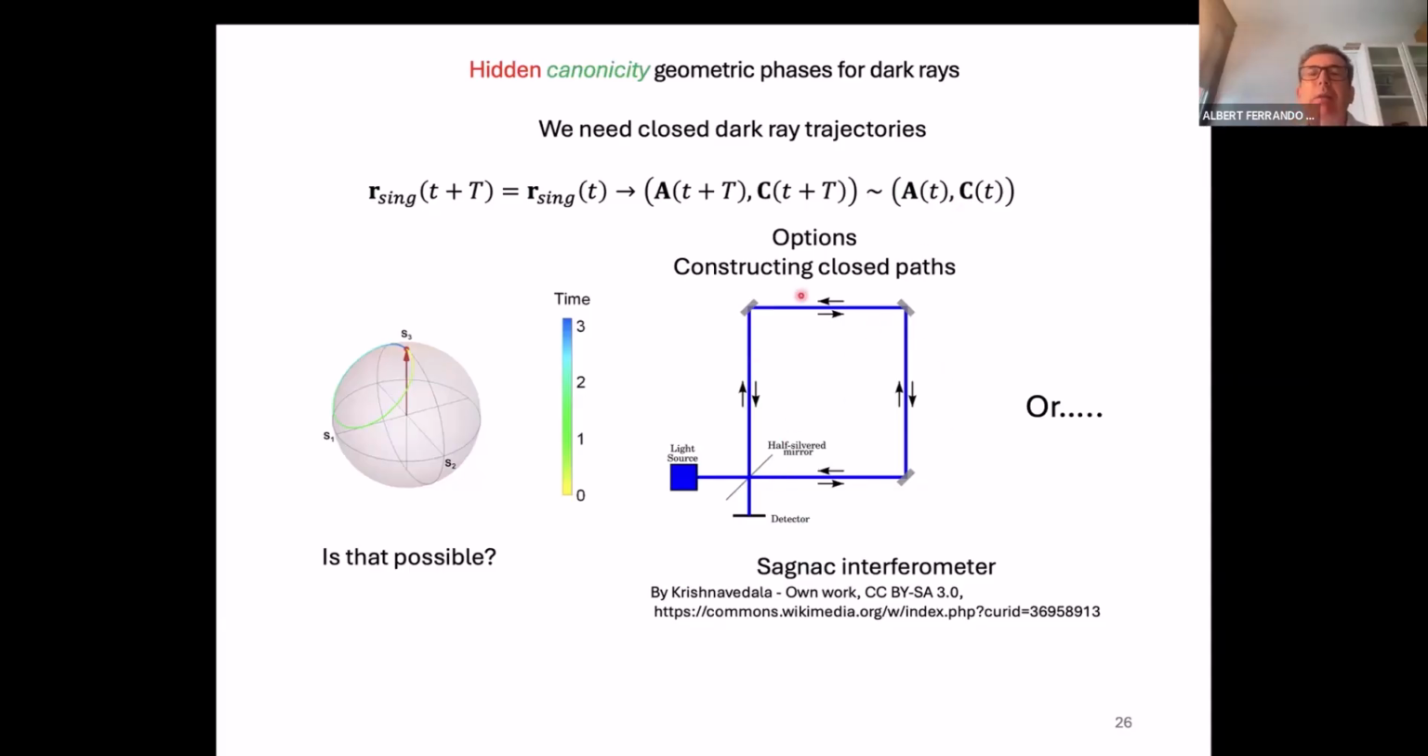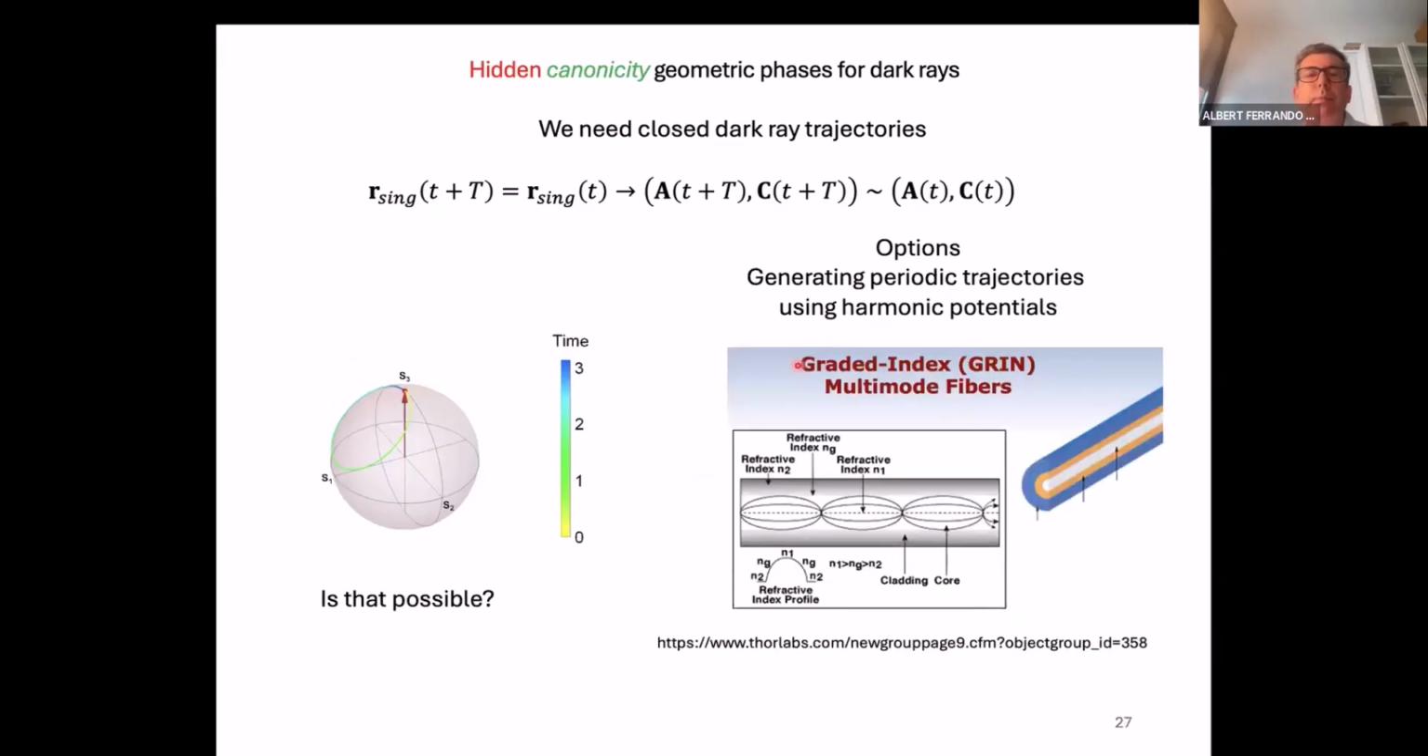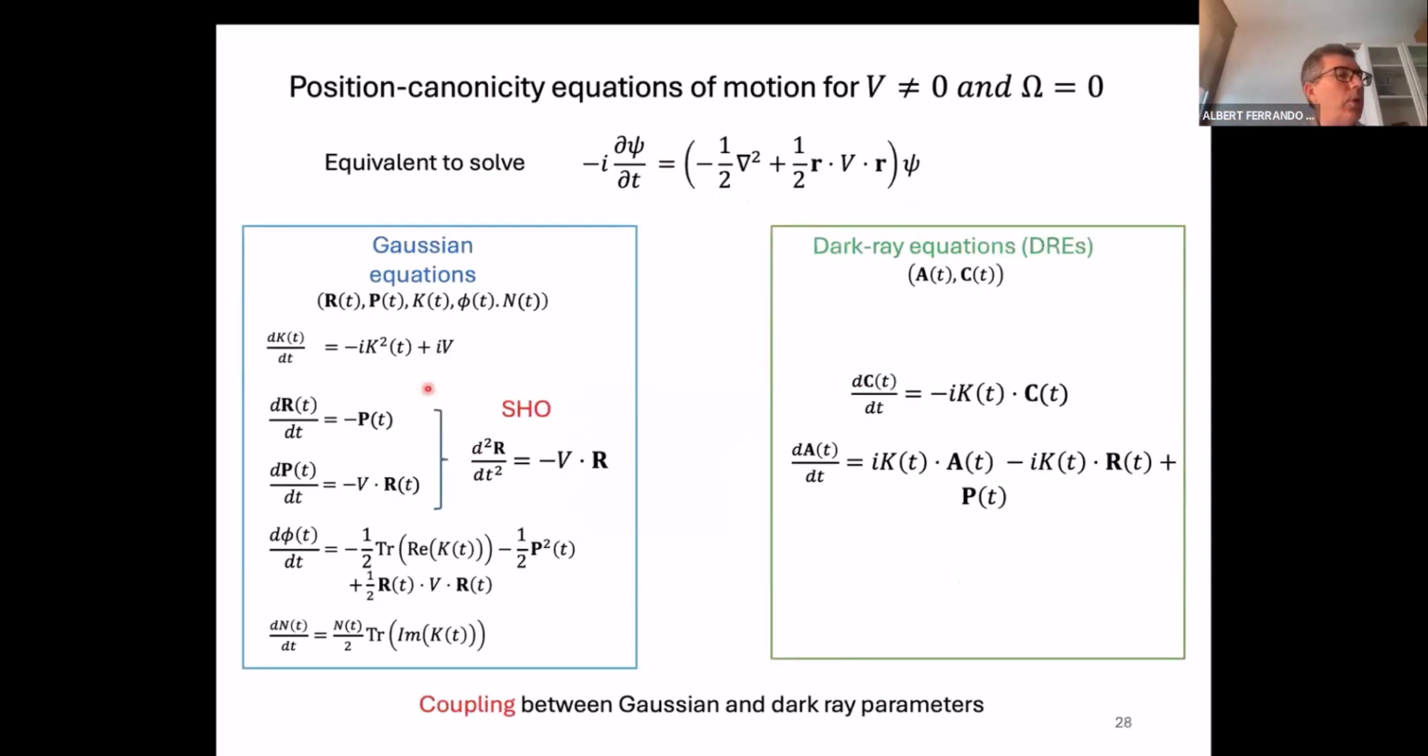One possibility would be to start constructing explicitly closed paths. And another possibility we can analyze here is using harmonic potentials. Because, for example, it's well known in quantum mechanics, and it's well known also in guided optics, that if you have a multimode graded-index fiber, a harmonic one, you can have this periodicity ensured just by propagation. If we have this, we would expect to have this type of behavior also in the canonicity vector. And then we can use our formalism to solve this. Instead of solving the Schrödinger equation, what we do is go to our particle-like equations, one for the Gaussian, one other for the dark rays.